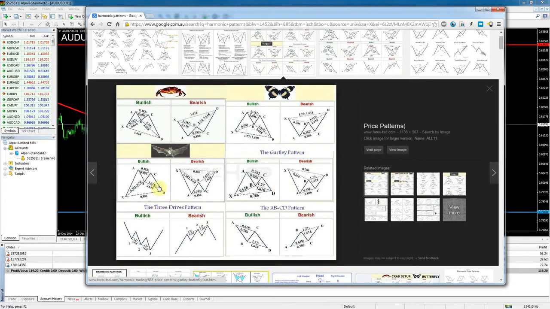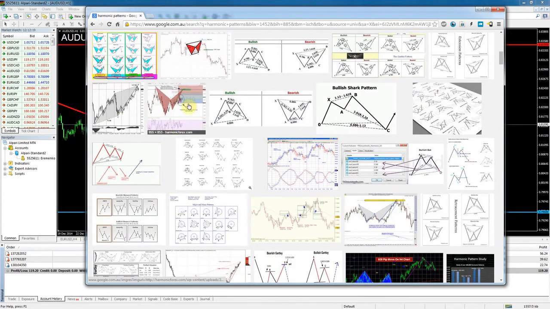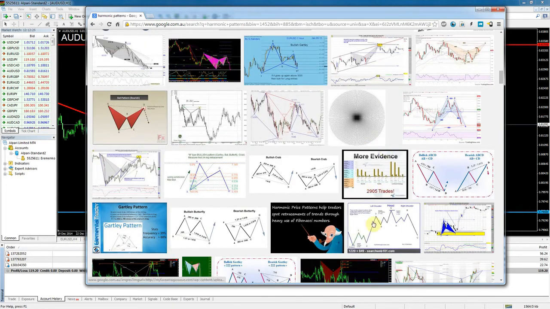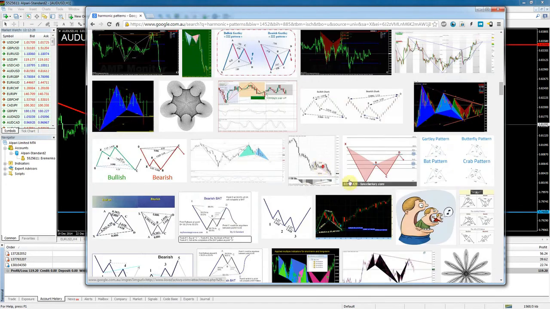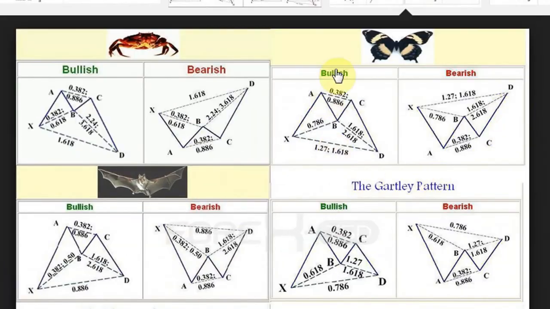For instance, here is a good summary of the 6 harmonic patterns: the crab, the butterfly, the bat, the Gartley pattern, the 3 drives pattern, the ABCD pattern. If you scroll down here, you'll see that there are a lot of examples, a lot of analytics around them, a lot of good explanations. In this particular case, the pattern that we're going to be looking at is the butterfly, the Gartley butterfly pattern. Harmonic patterns are very interesting and they're based on Fibonacci numbers, so there's a lot of mystery around them.